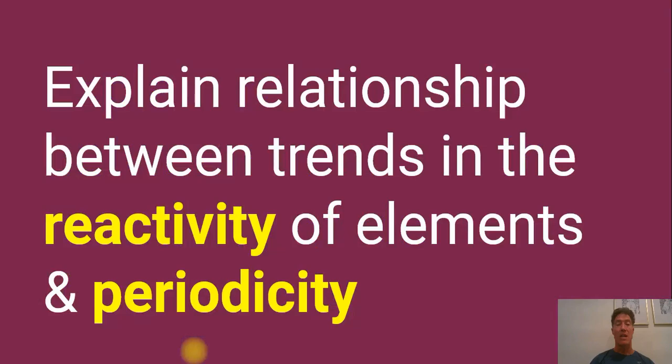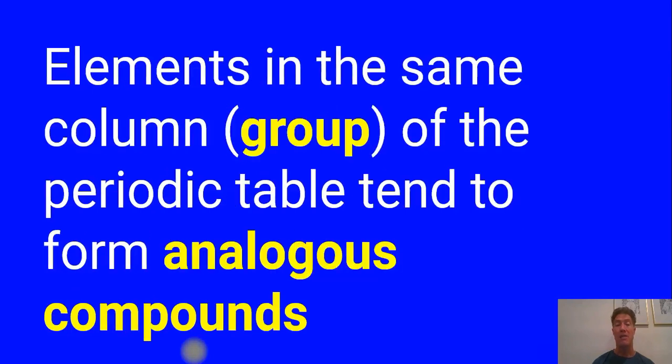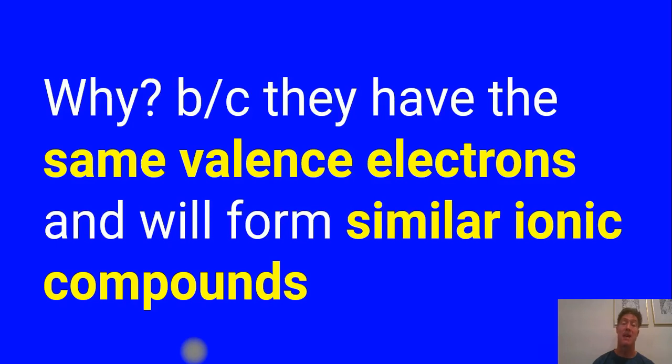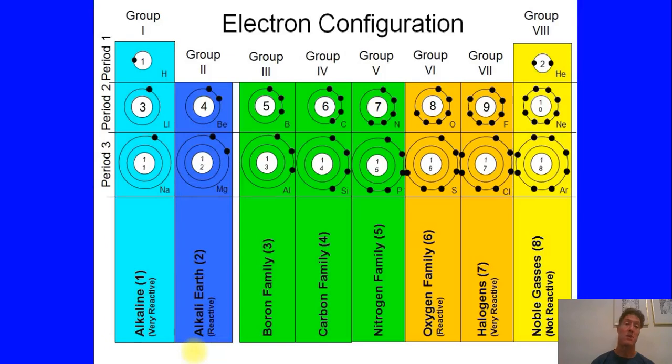All right, valence electrons and ionic compounds. The likelihood the element will form chemical bonds is determined by the valence electrons. All the elements in the same group will tend to form analogous compounds because they have similar, or the very same, valence electrons. So they'll form similar ionic compounds and have similar ionic charges. These are controlled by the location on the periodic table because that tells us the valence electrons. As we can see here, all the group 1s have a single valence electron in their outermost shell. These have 2, these have 3, and so on.